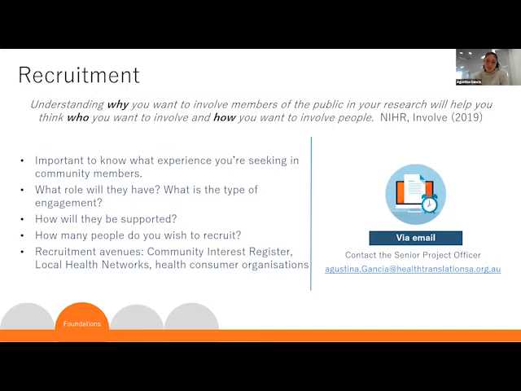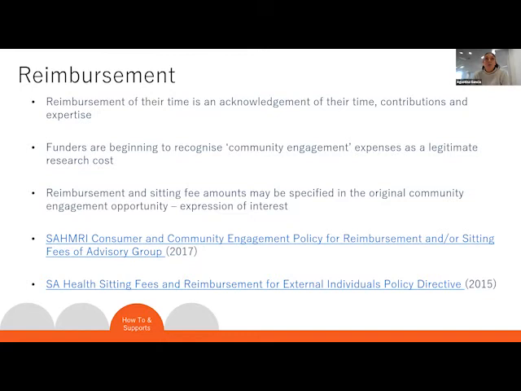In terms of reimbursement, we really advocate and we really encourage research teams to reimburse community members who are engaged in their project because it's an acknowledgement of their time, their contribution, and the expertise that they can provide to the project. There's different policies that exist out there. Here at HTSA, we use a summary consumer and community engagement policy, and it's based on the SA Health sitting fees policy. But I'm sure if you're joining from another state, there must be policies that are aligned to your state as well.